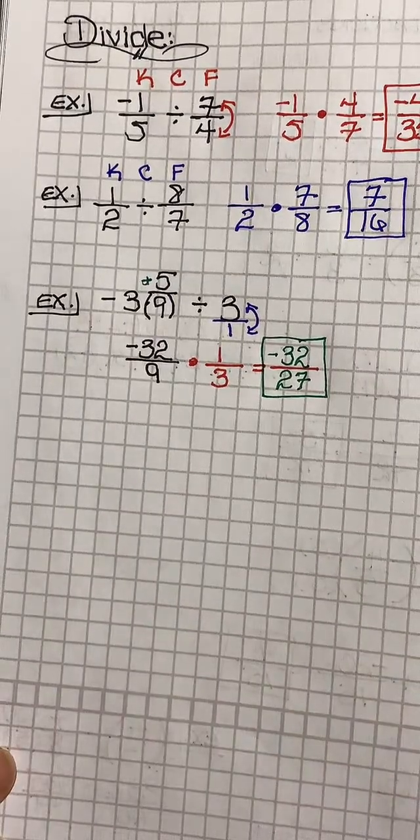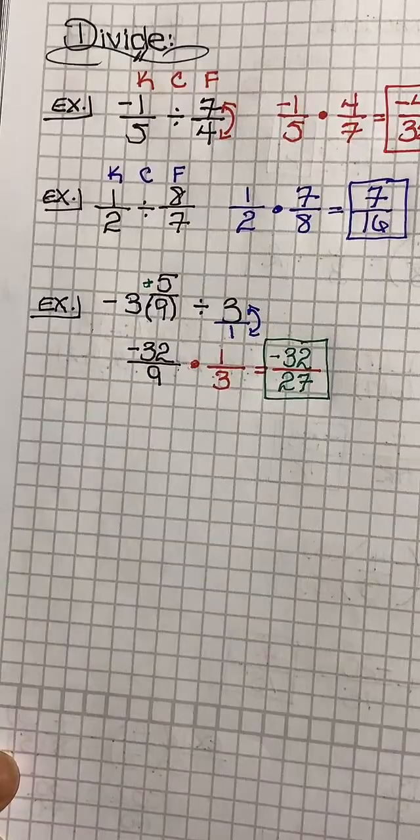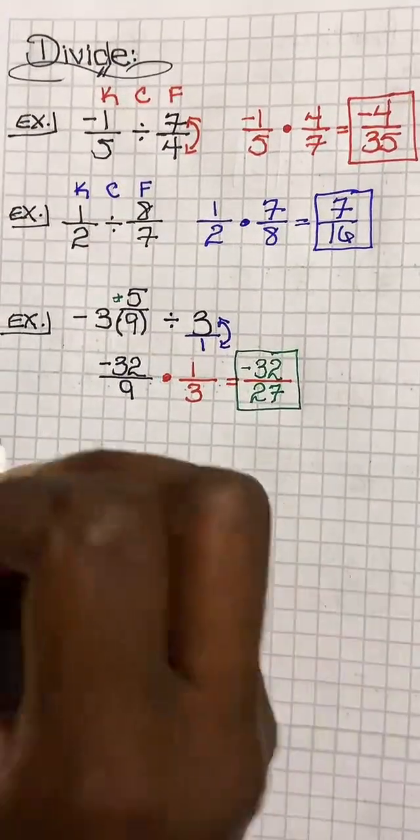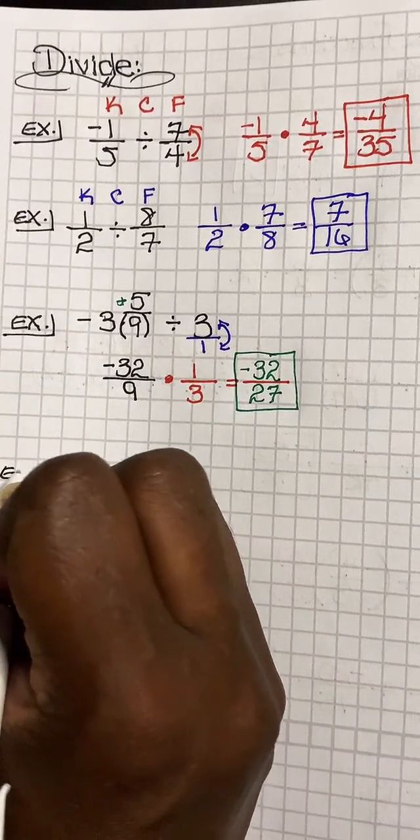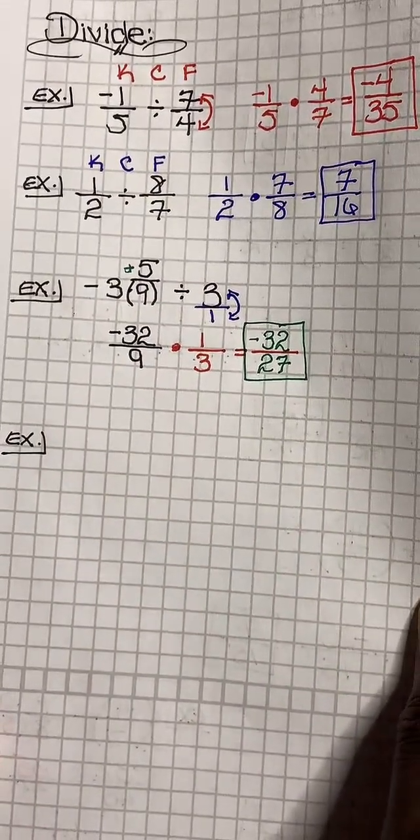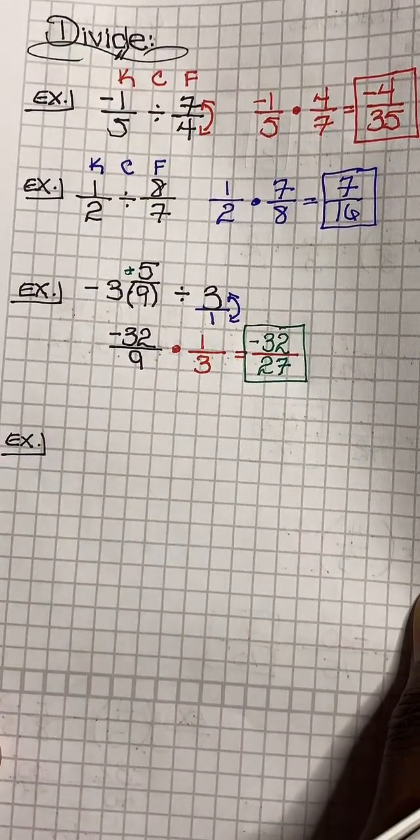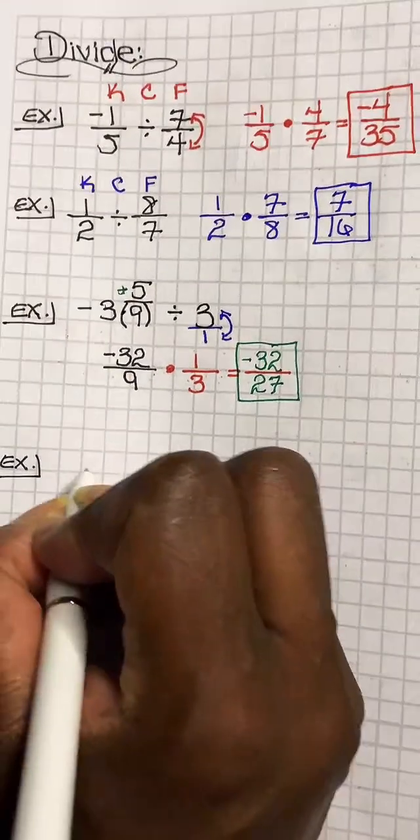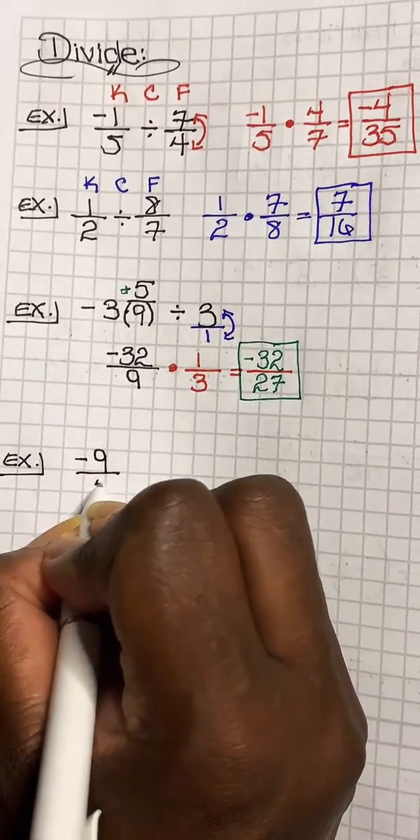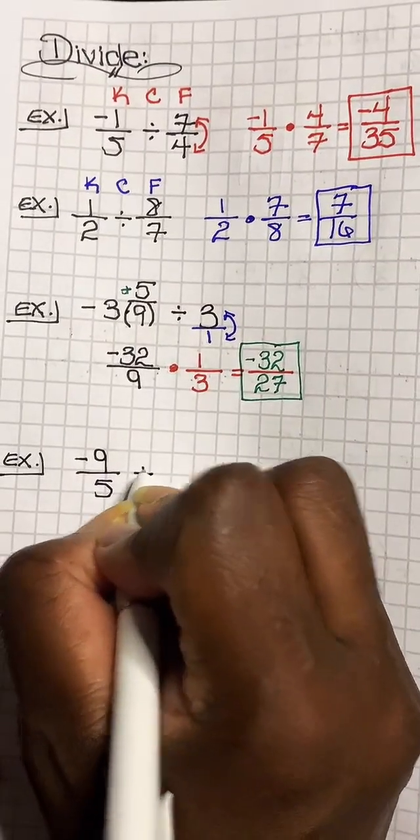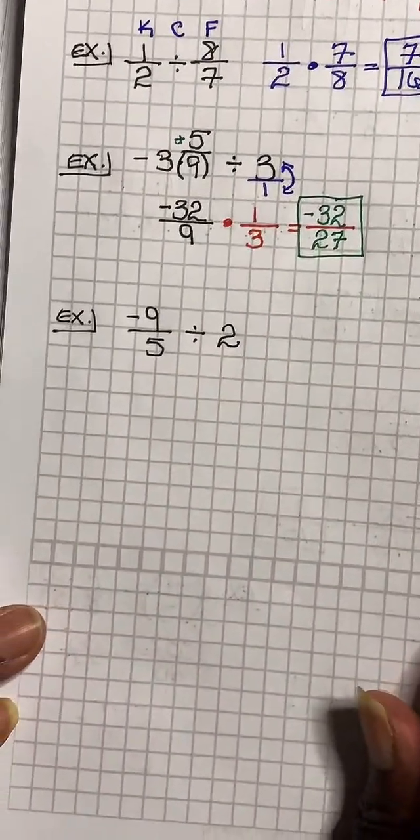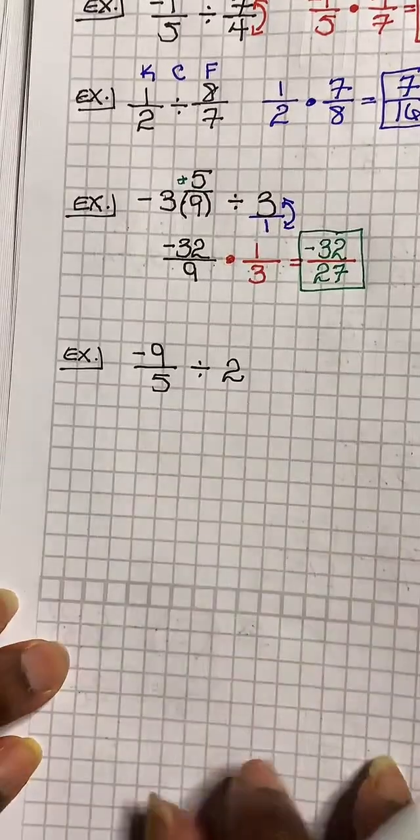Okay, let's try a couple more, and then we're done. I know. You know, just give you a little bit. So let's see. Let's see if we just go with this one. Let's see what you can do with this one. Negative 5/5 divided by 2. And then we'll do 2 more after this one. So let's see what you can do with this one.